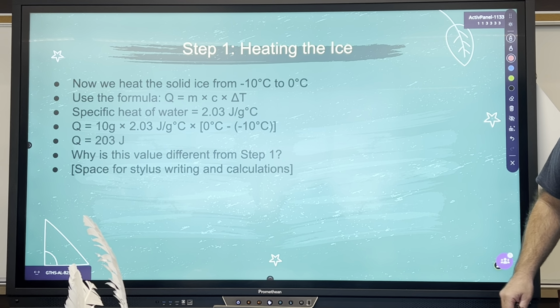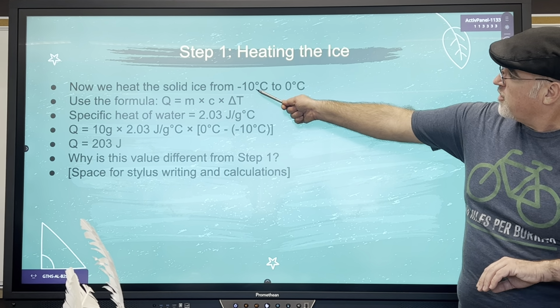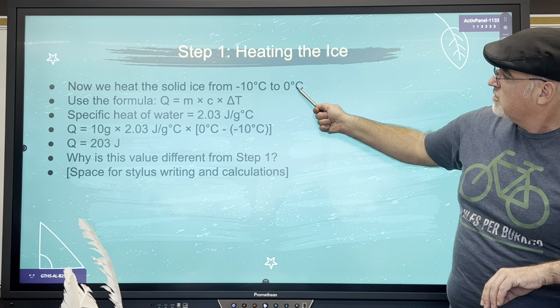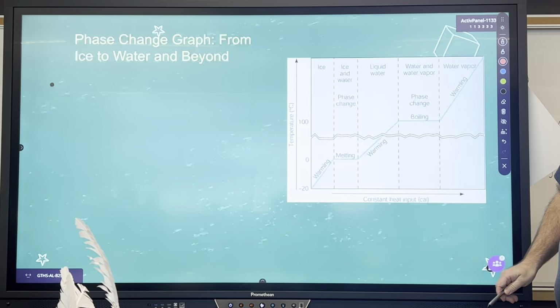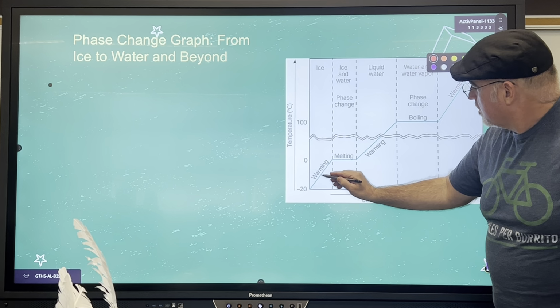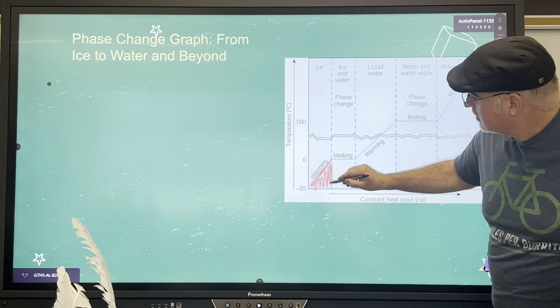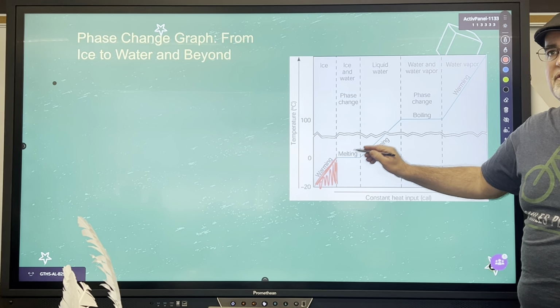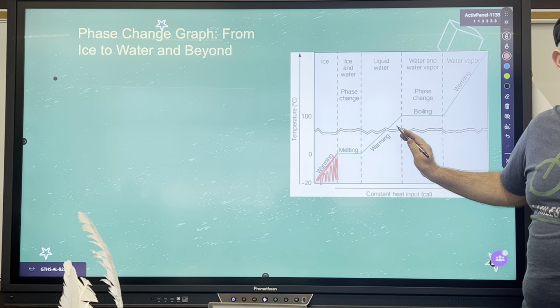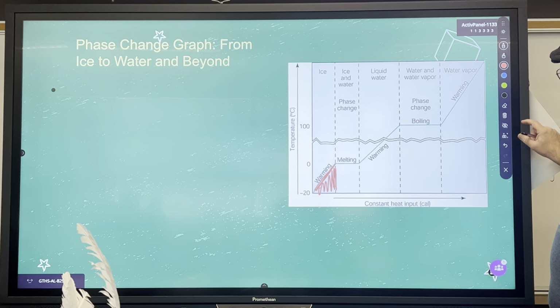So first of all, we're gonna break it up from -10 to 0, right? We're gonna just do this part right here first, because we have to do each of these separately. Does everybody see that? Because this has a different specific heat. All right, so let's go back.